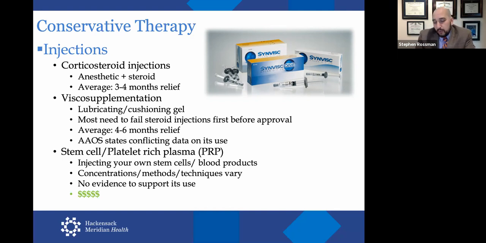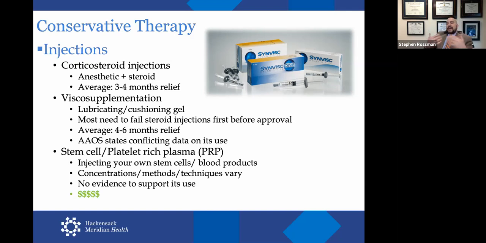Viscosupplementation has so many explanations. It's been called a gel injection, the rooster shot. So it's got a lot of terminology used for it. But the idea behind it is a lubricating and cushioning gel that is injected inside the knee.